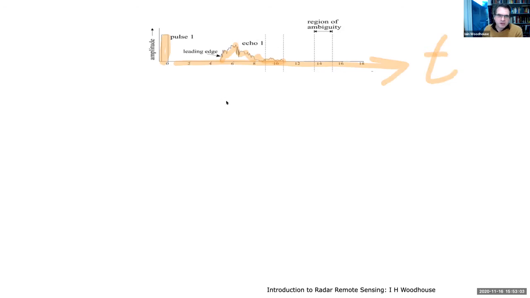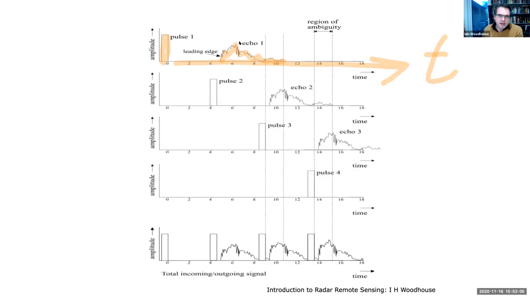But in a radar system, we don't wait until we get the echo back. We transmit out multiple pulses. This is a simple case where we're transmitting the second pulse before we've received the echo from the first pulse. But in actual fact, we might transmit many pulses before we receive the echoes from the first pulse.